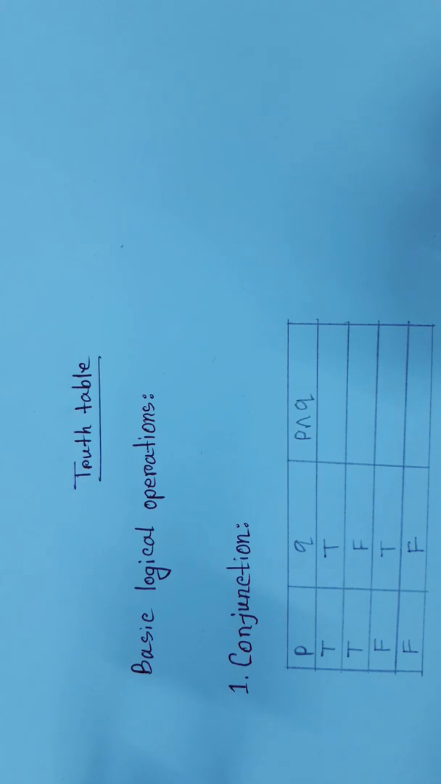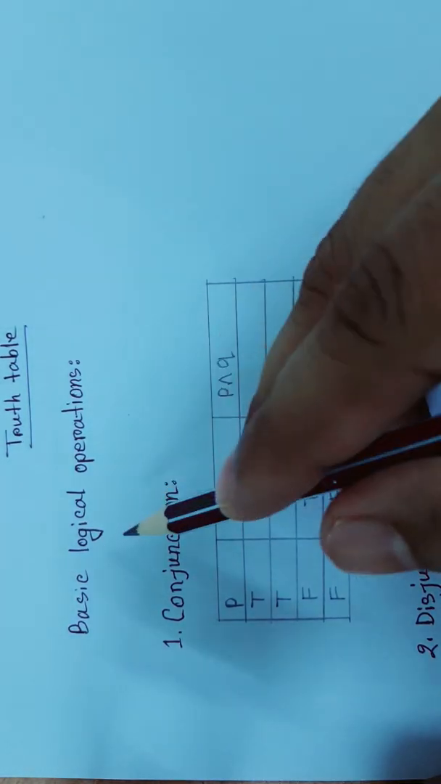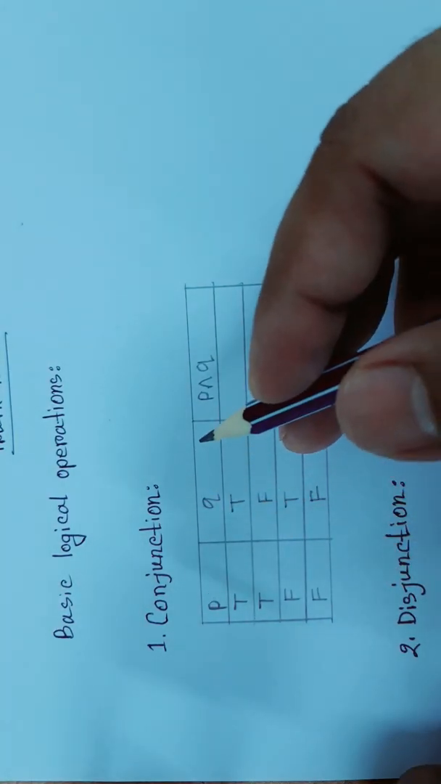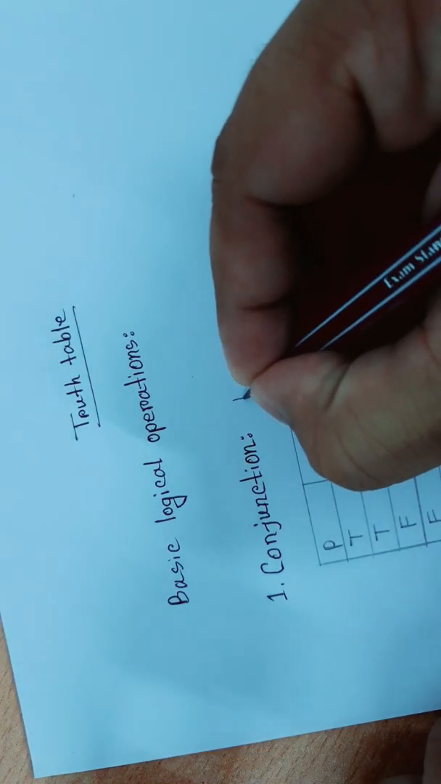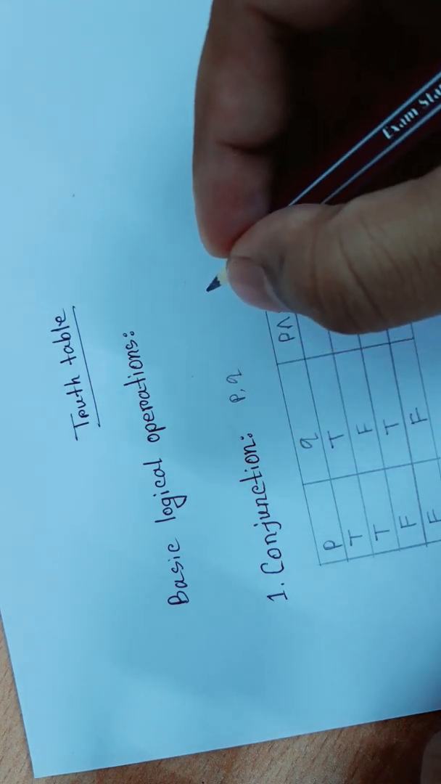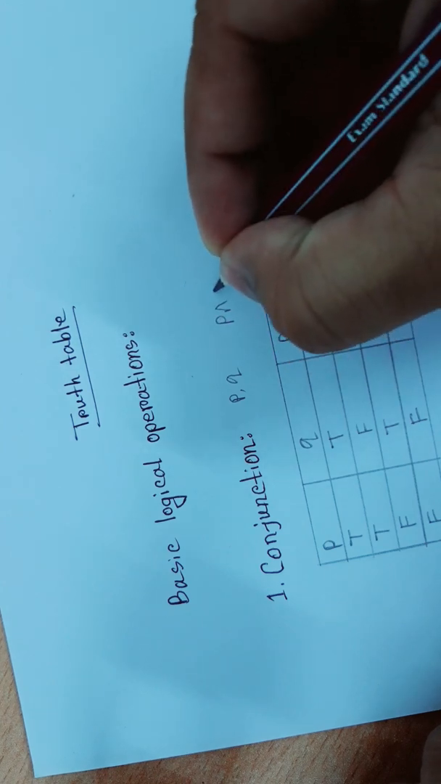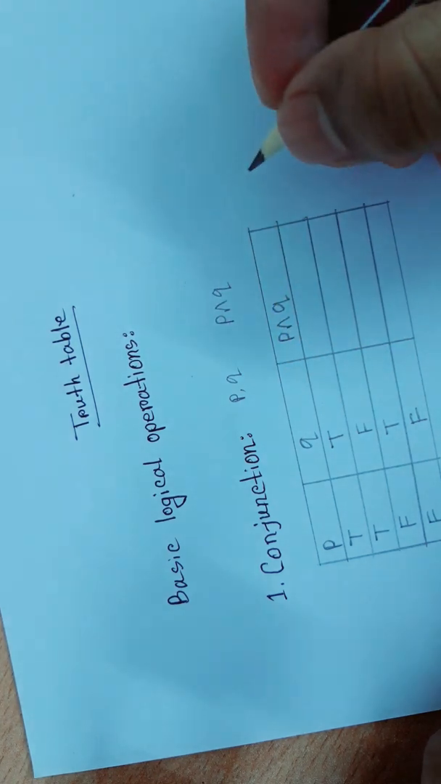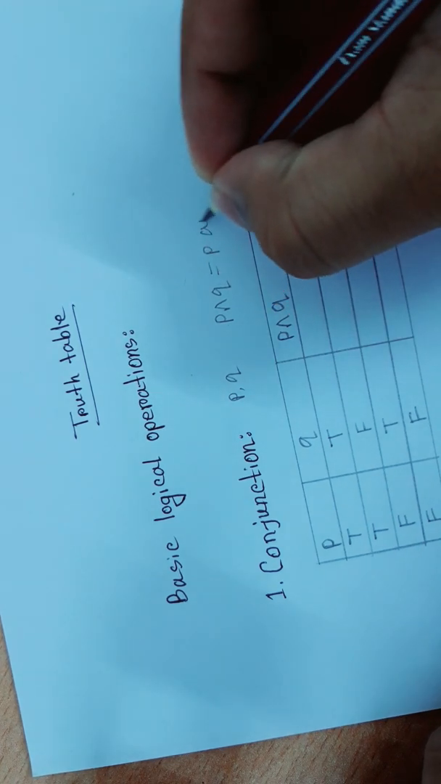Now, truth tables. A truth table has basic logical operations. Conjunction: for any two propositions P and Q, their conjunction is denoted with P ∧ Q, which means P and Q.